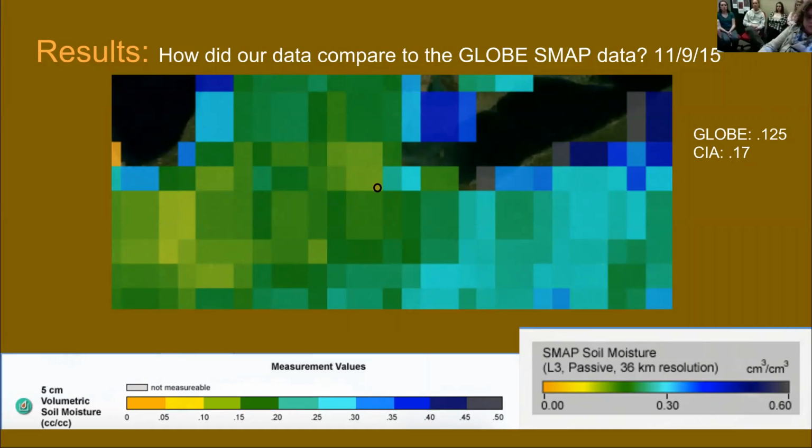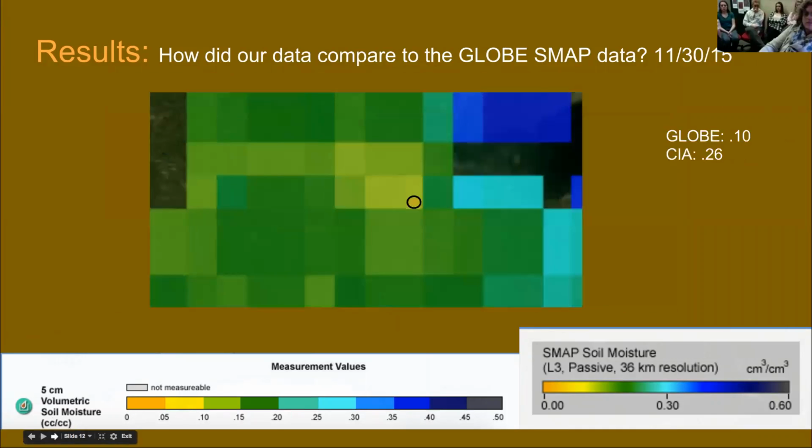Okay. And then I believe the fourth day we recorded, I think that was the furthest one off. We collected like 0.26, and then GLOBE said it was about 0.1. So that was, I guess, our outlier that we have for ours. And then conclusions.